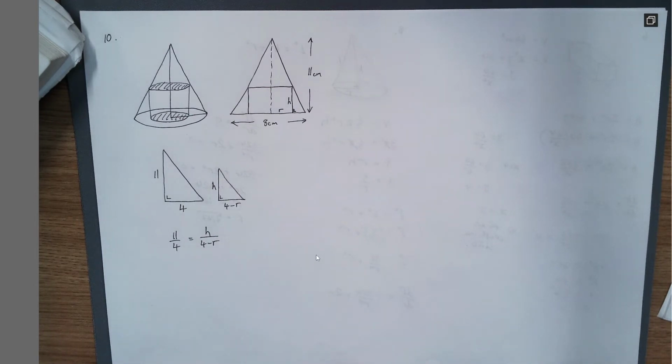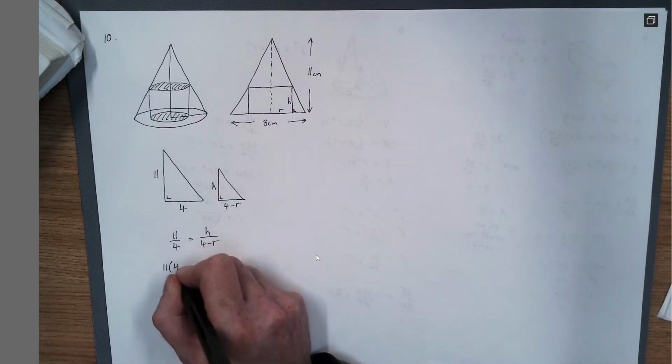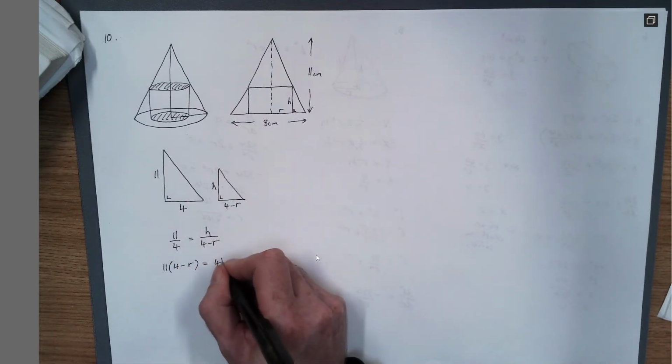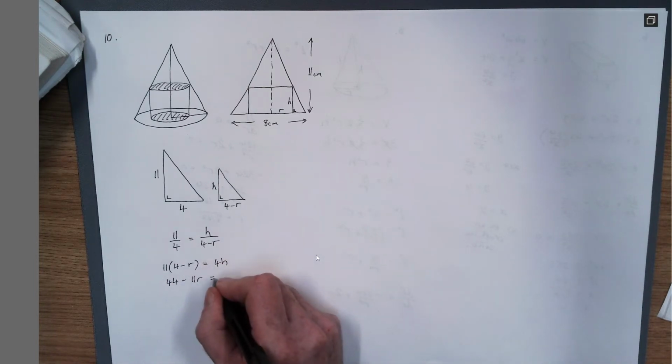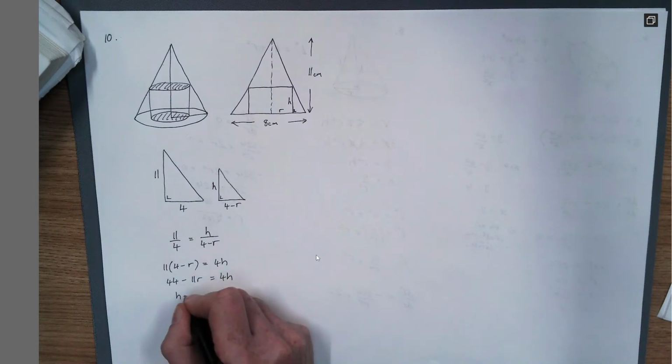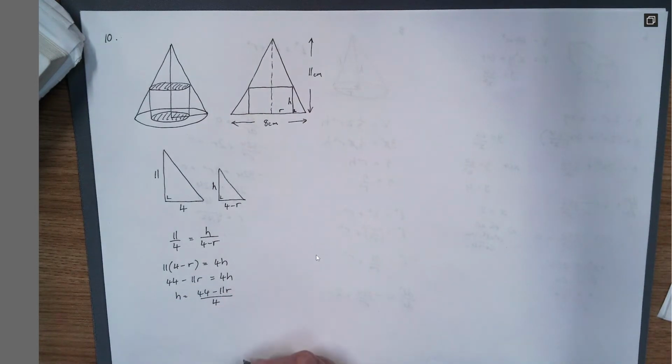We cross multiply. So we get R times the quantity cos minus R, equals cos times H. So R times cos minus sin R equals cos times H. So to H equals the quantity cos minus sin R. That gives us H in terms of R.